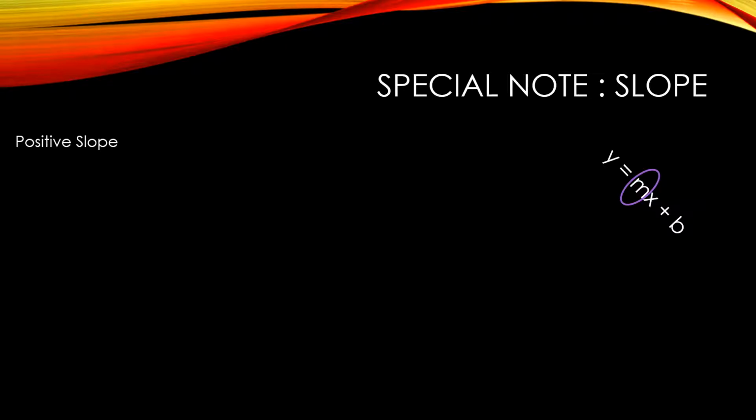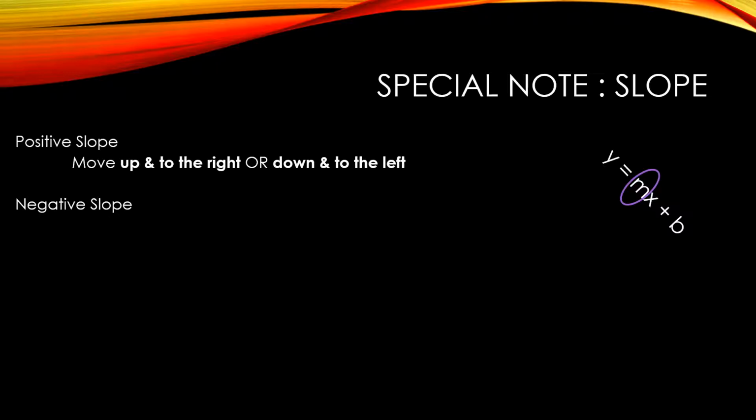A positive slope means from your b value, you're going to move up and to the right to locate that new coordinate, or down and to the left. For a negative slope, it's the opposite. You'll move up and to the left, or down and to the right to find a new coordinate on your line.